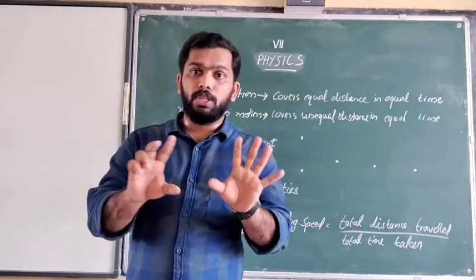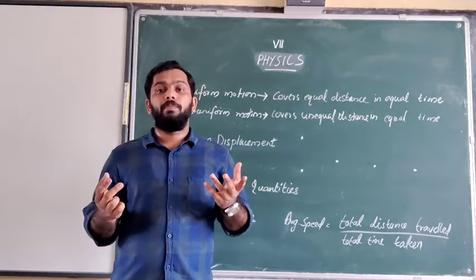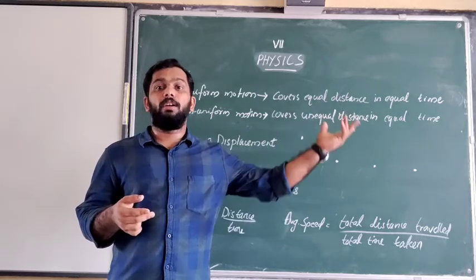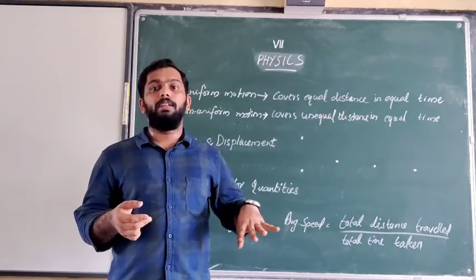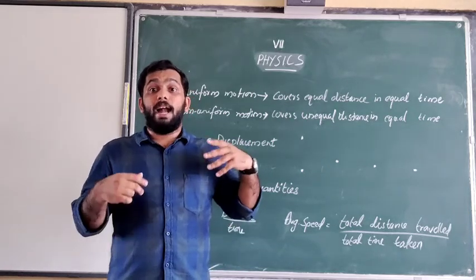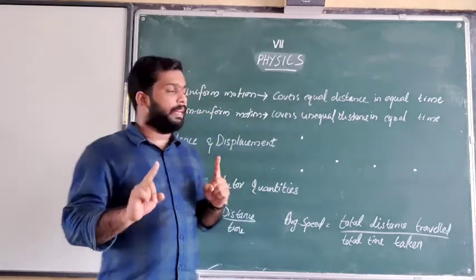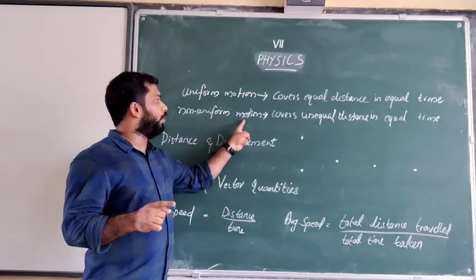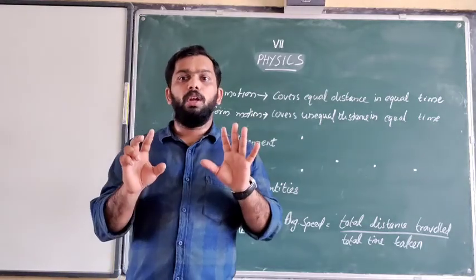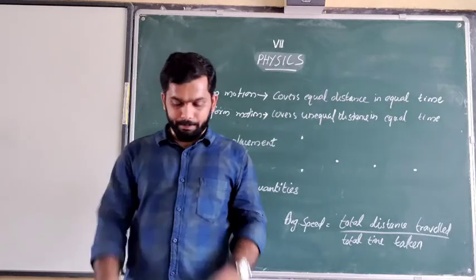For example, in the first 1 minute, how far does it run? Maybe 200 meters. Then in the second minute 500 meters, and in the third minute maybe 400 meters. So unequal distances are covered in equal intervals of time. That is called non-uniform motion. I hope you understood both terms, uniform motion and non-uniform motion.